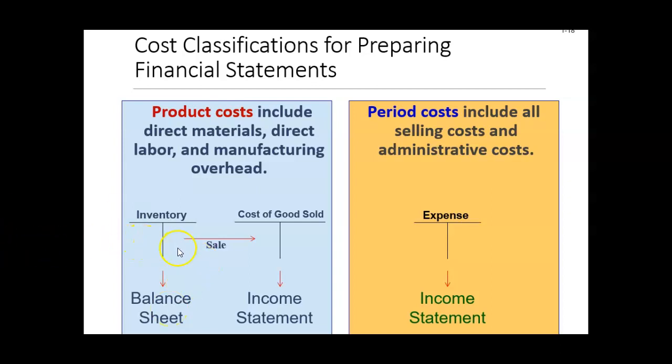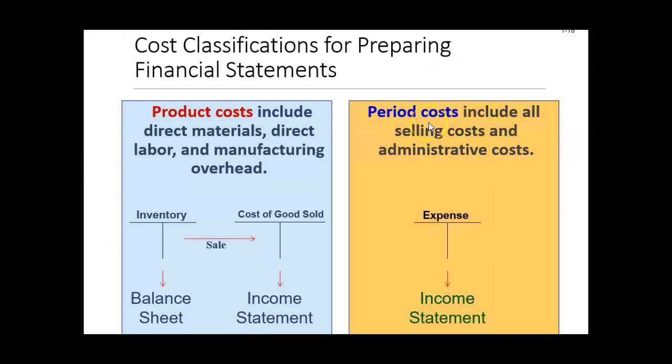Once the inventory has been sold, the cost of the inventory goes into an account called cost of goods sold, which is an expense account. The actual sales price represents what's known as revenue. The income statement shows revenues and expenses.